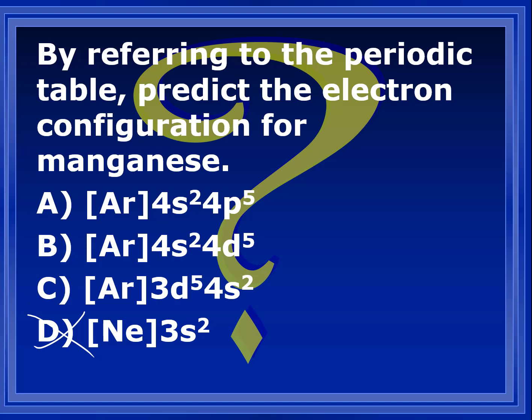Okay, so we know the noble gas before it is argon. We know that this is 1, 2, 3, 4 rows down, so it's going to be 4s. But we just did n minus 1 for d's, right? d's are always 1 behind. So it's got to be C. B is wrong because it doesn't go 4s 4d, it goes 4s 3d.